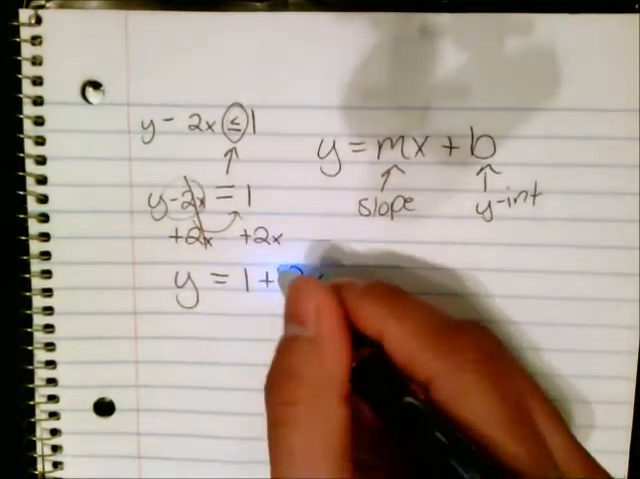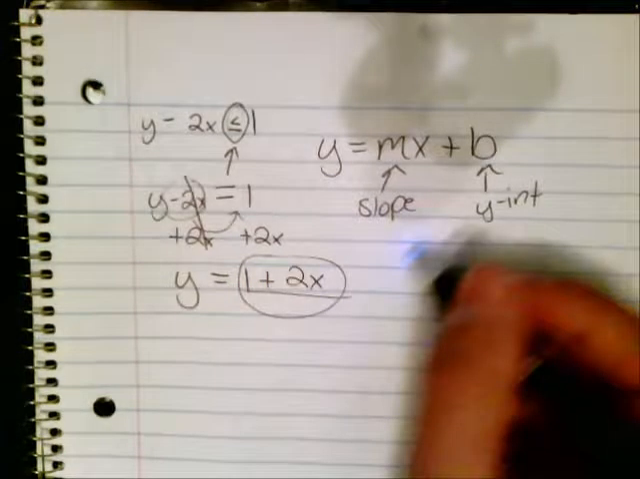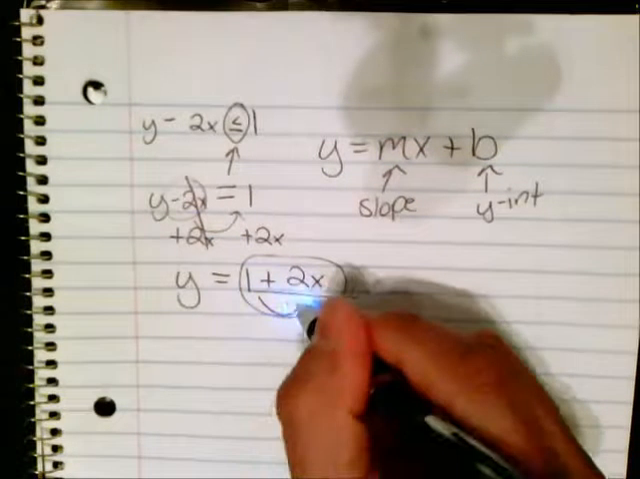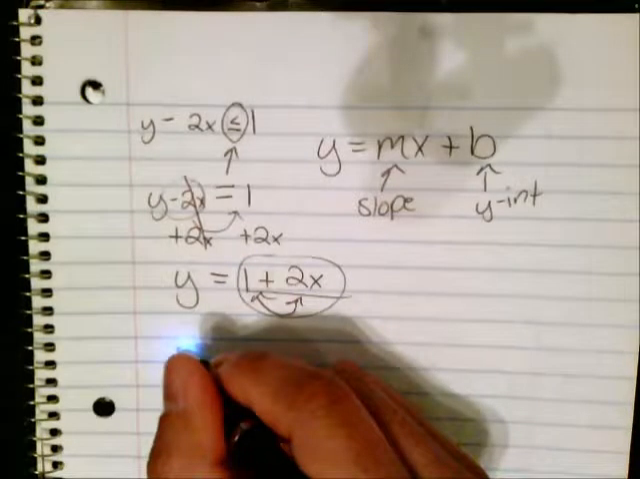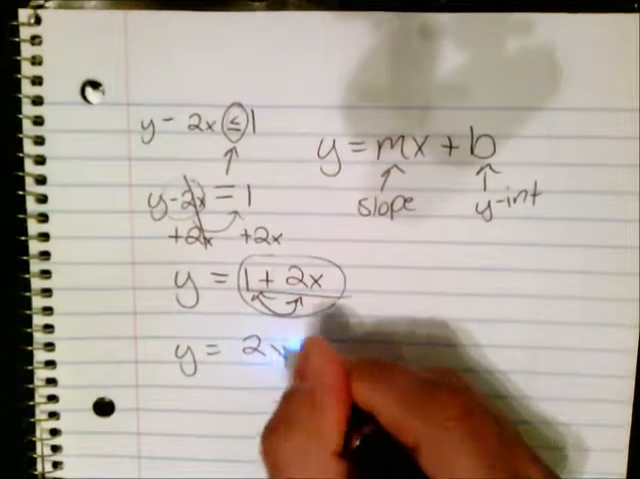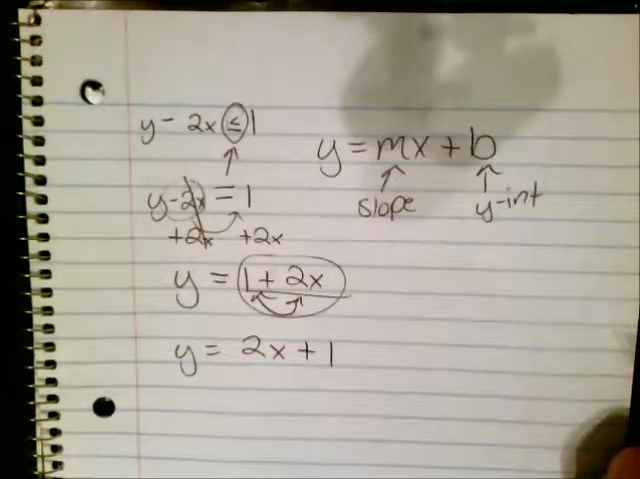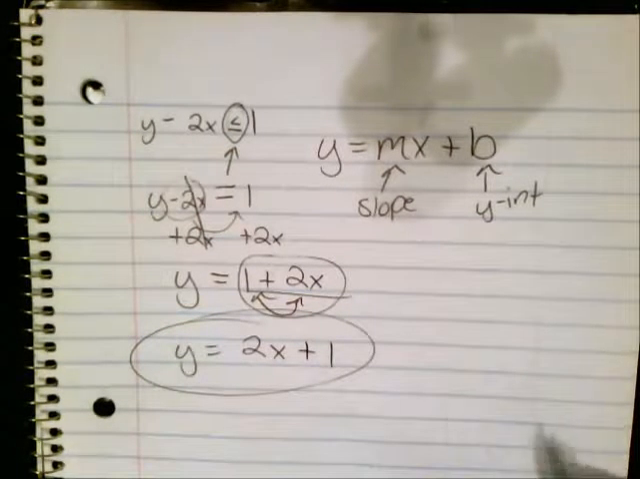Alright, but what annoys me about this is that this is not mx plus b. This is like b plus mx. So I'm just going to flip these around. So it's a positive 2x first and then a positive 1 afterwards. So y equals positive 2x plus 1. Alright? So this is the equation you're going to work with.